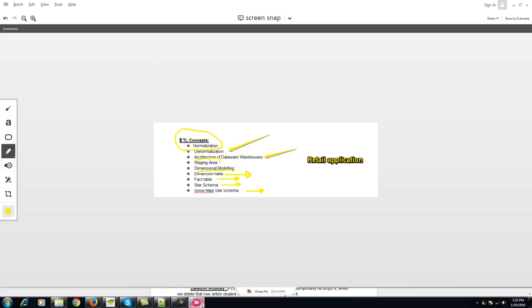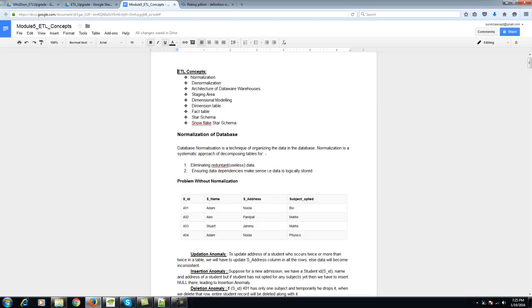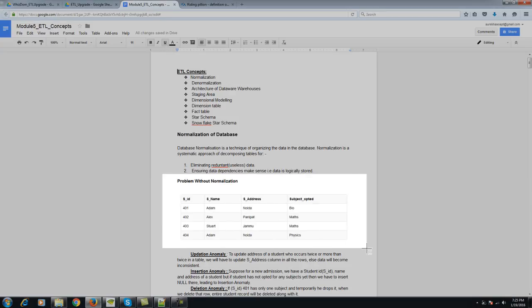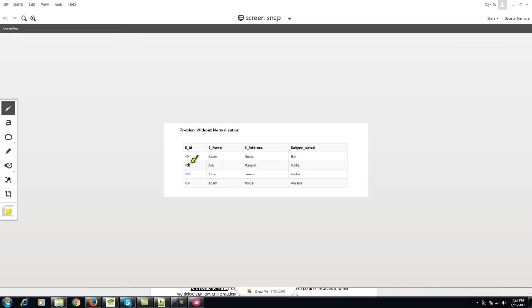Let's take an example and then we will see. I have a table, and in this table I have certain columns: a student ID, a name, an address, and a subject. Say for example Adam might have enrolled for the biology subject, and later he might have enrolled for the physics subject also. The address is the same, so this is the same student, but he's opting for a different subject. Initially he might have opted for one subject, and then later he decided to go for another.